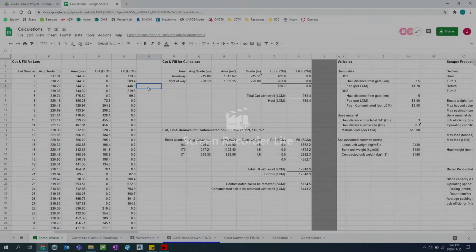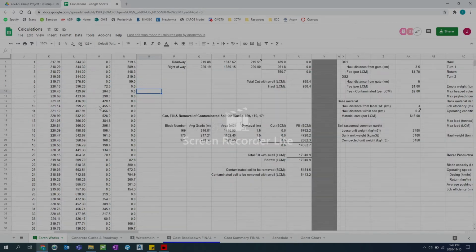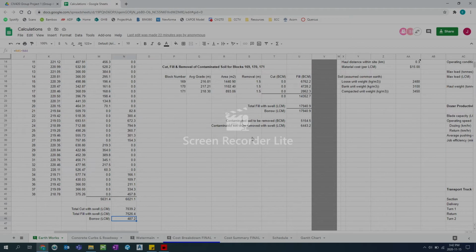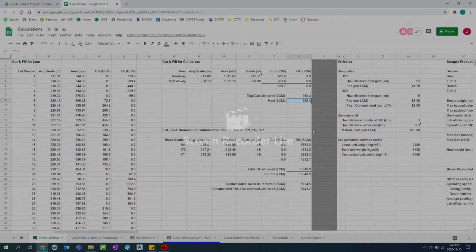The first step in the earthwork calculations was determining quantities of soil. This was done by using the provided AutoCAD drawings to measure average grades and areas for each of the three project parts, which are the lots, cul-de-sac, and blocks 169, 170, and 171. By comparing the amount of cut and fill, we were able to determine the amount of borrow and the amount of haul required in each of the areas.